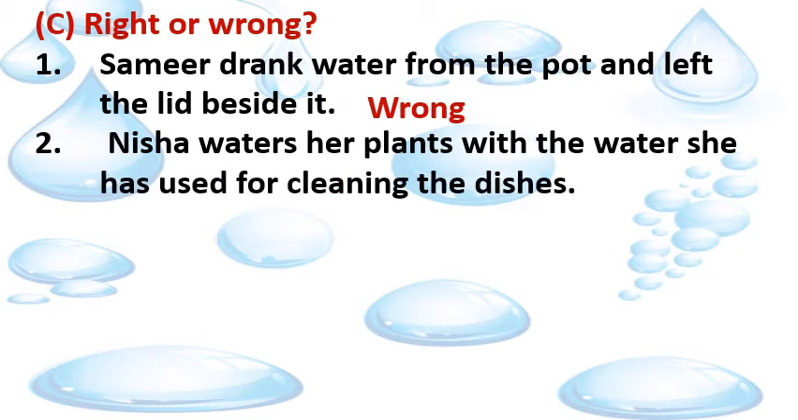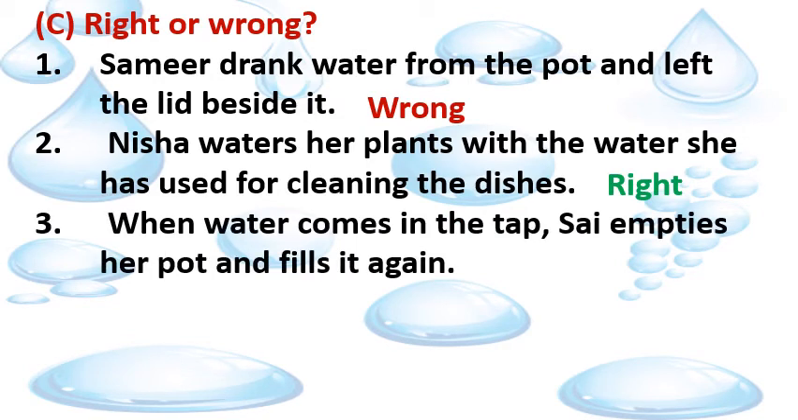Second, Nisha waters her plants with the water she has used for cleaning the dishes. Yes, Nisha is a girl. She cleaned the dishes, and whatever water was left, she put it to the plants. Yes, this action is a nice one. That is right. Whatever she did is right. Correct?